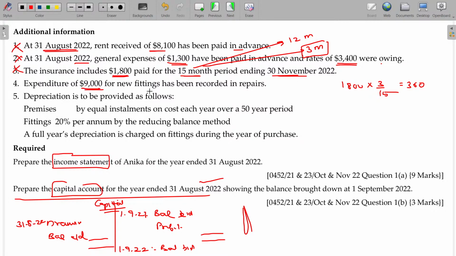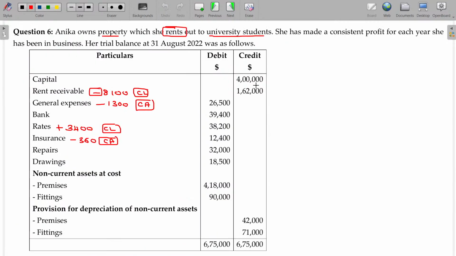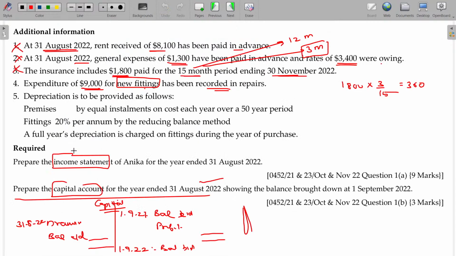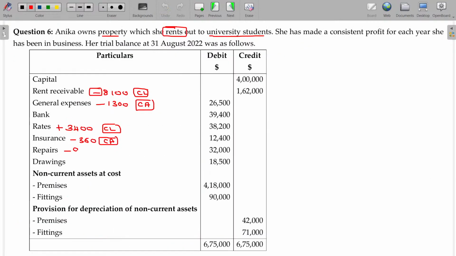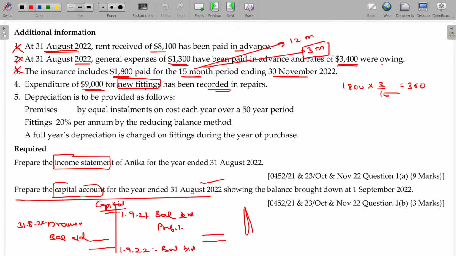Expenditure of ₹9,000 for new fittings has been recorded in repairs, rectification of error. Any expenditure related to new fittings will be considered capital expenditure and should be added to the fittings, but they have considered it as repair. So from the repair you have to subtract this value, 9,000, and it should be added to the fittings. Double entry is over. Error rectification.